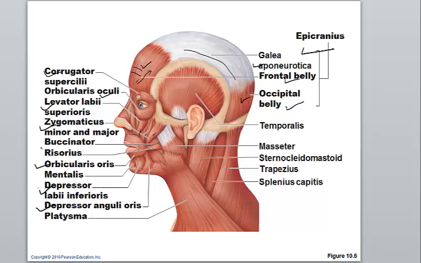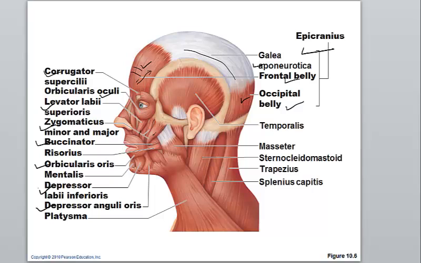Then you have your buccinator, which is an important muscle that you need for pursing or whistling or suckling motion. So when you are sucking something from the straw, you're using that. It also is a very important muscle that you use for chewing purposes. Okay.